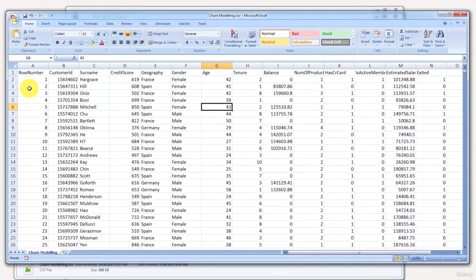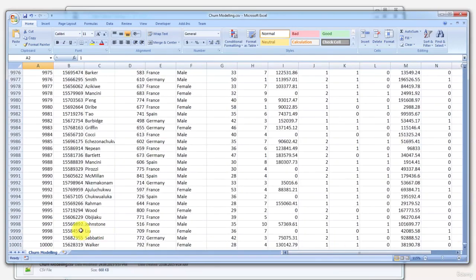Okay, off we go. So this data set's got a few columns. It's got row number, custom ID, surname. So what we're looking at is a data set of a bank. Of course, it's all fictional. It's not a real bank, but it's very realistic. And here we've got a snapshot of, if you scroll down to the bottom, there's going to be 10,000 customers. So 10,000 rows in this data set.